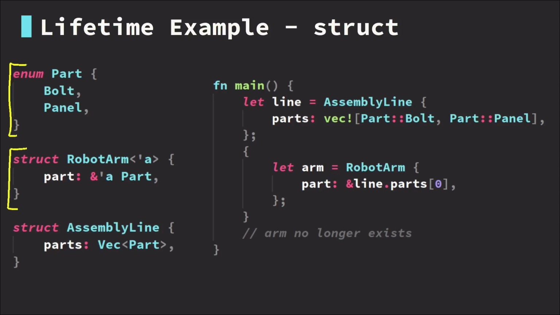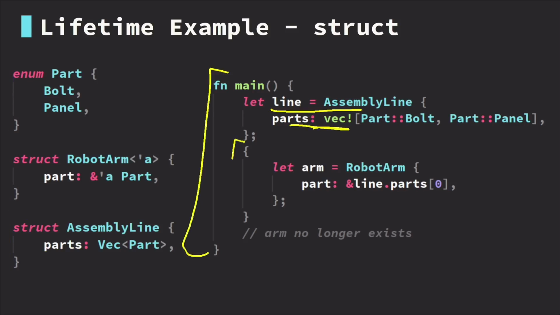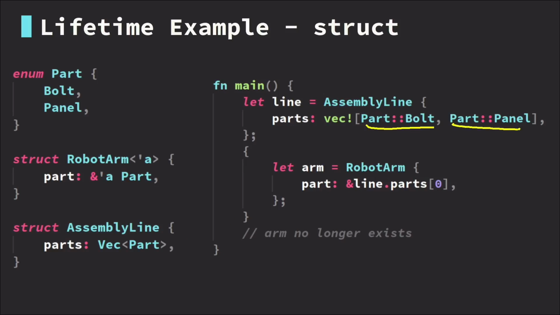We then have a robot arm, which is borrowing a part. And we have an assembly line, which just contains a series of parts. In our main function, we're just creating a new assembly line, adding some parts to it. And then here, we create a new robot arm, and that arm borrows one of the parts from the assembly line. Our assembly line contains two parts, a bolt and a panel.